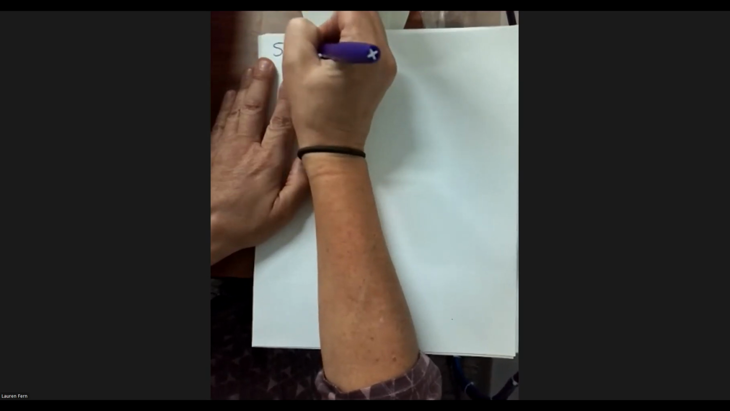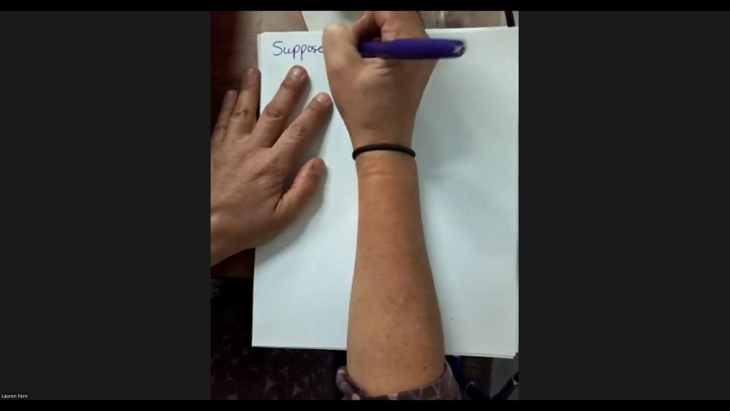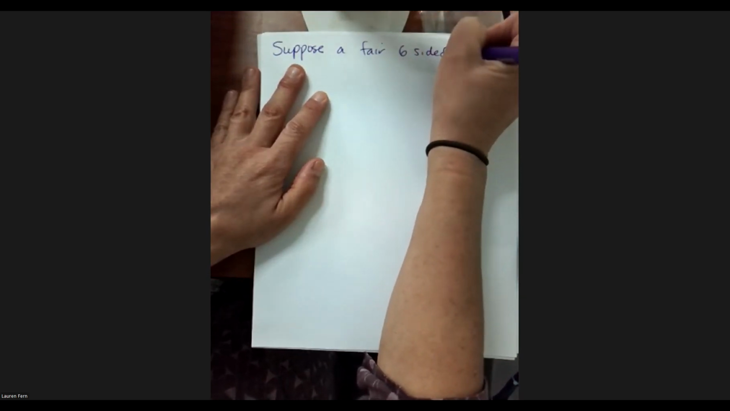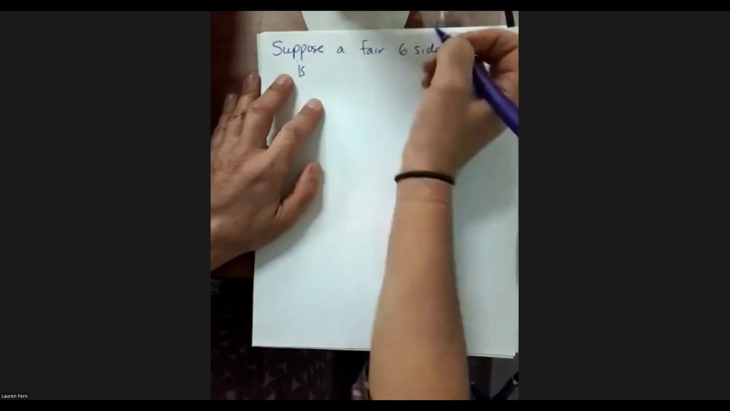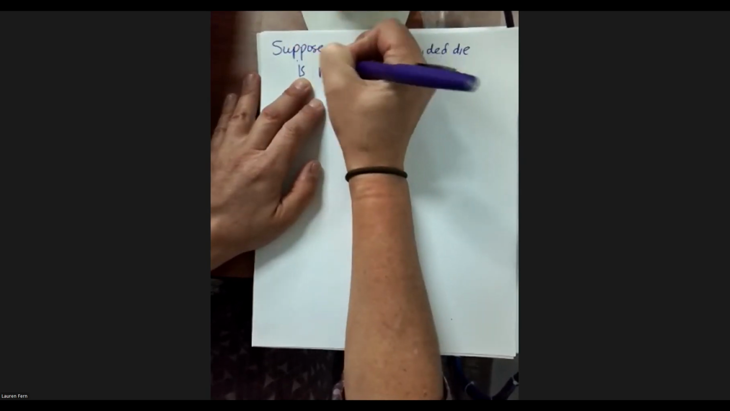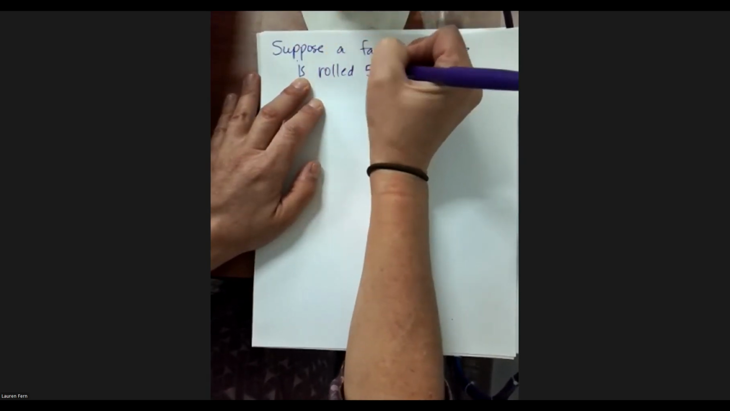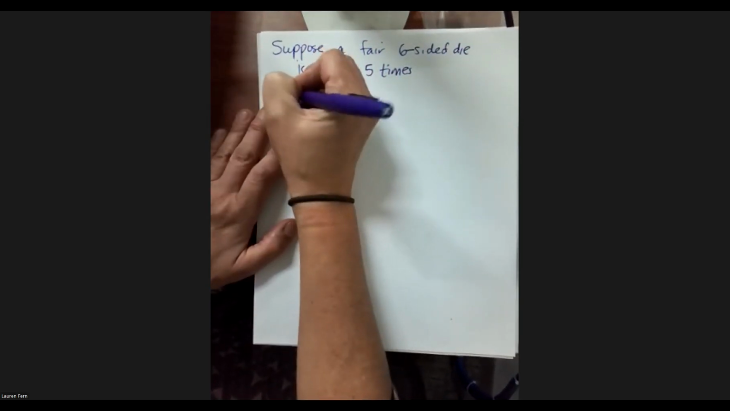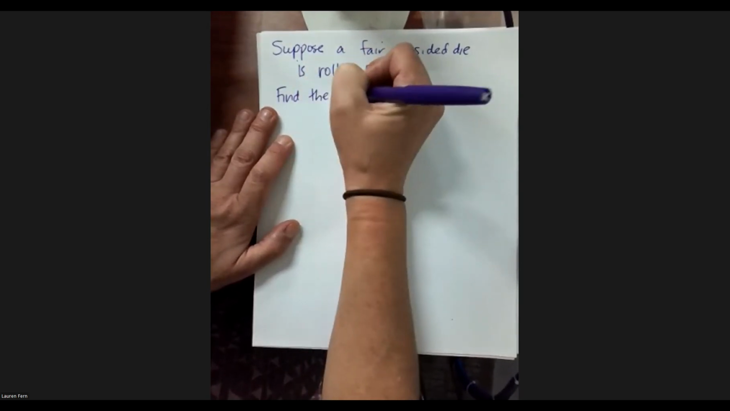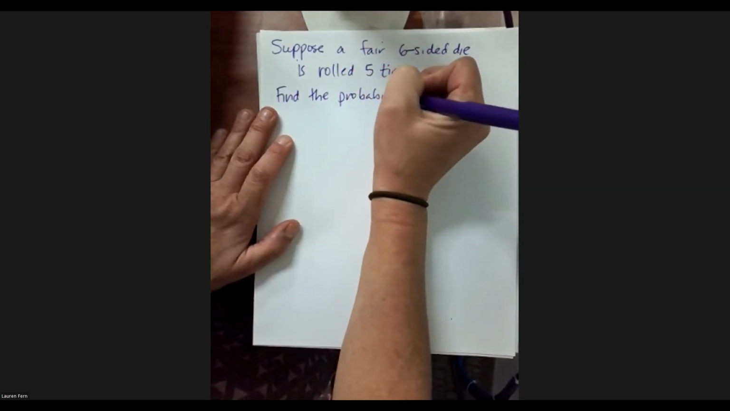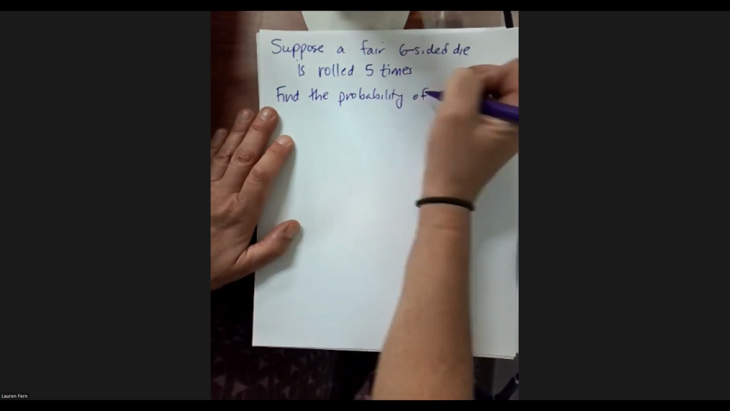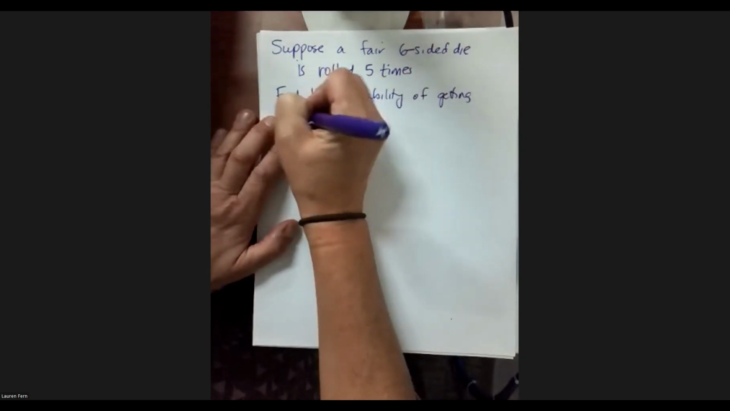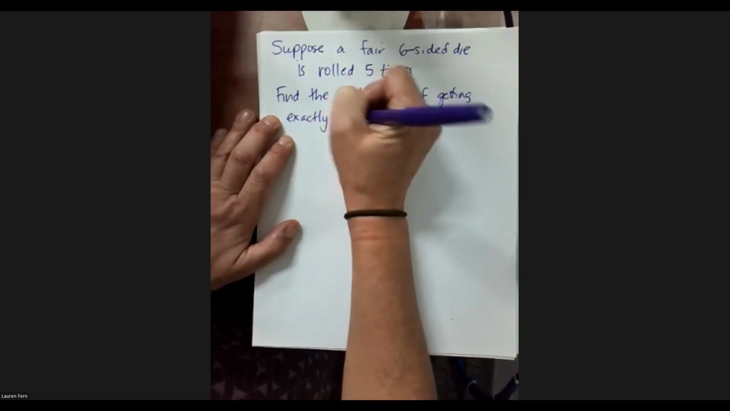So let's suppose we have a fair six-sided die and it's rolled five times. The first thing I want us to do is find the probability of getting exactly five ones.